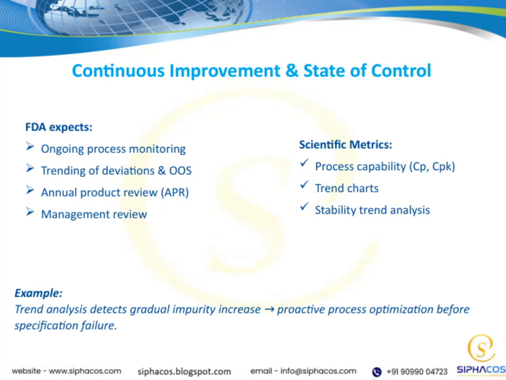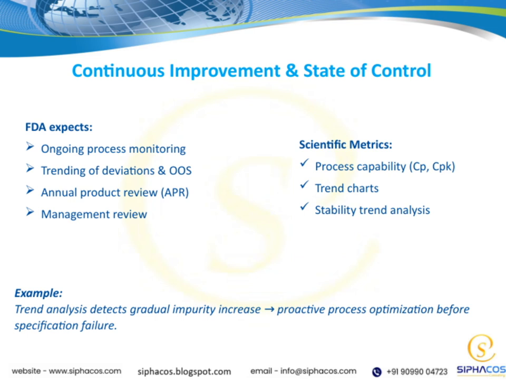Let's take a closer look at some scientific metrics that help us monitor our process performance. First, process capability, or CP and CPK, are key indicators that tell us how well our process is performing relative to specifications. When these metrics show us a trend of increasing variability or approaching the limits, it's a signal that we may need to intervene proactively.